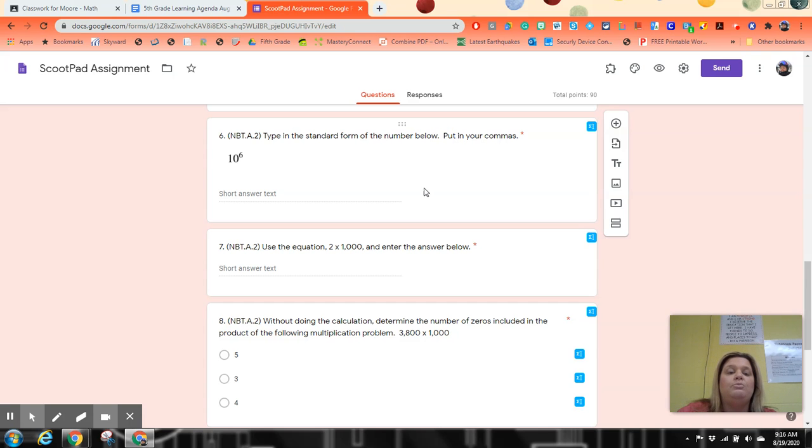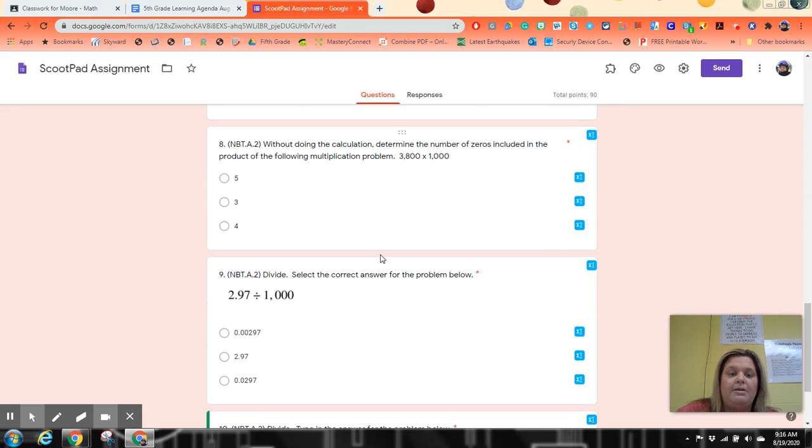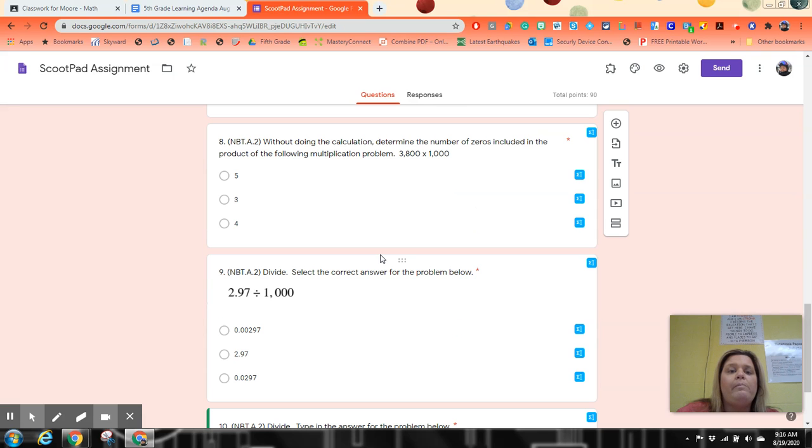I have set it up so that I will take the answer with or without the commas, but if you do put the commas, they have to be in the correct place. So remember, starting from the back, count 3, comma, count 3, comma. Okay, this one, use the equation 2 times 1,000 and enter the answer below. All you got to do is type in your answer. Also, please put the comma. You got to get into the habit of that. Okay, this one, you have to look at the multiplication problem and determine how many zeros are going to be in the answer. Simple enough.